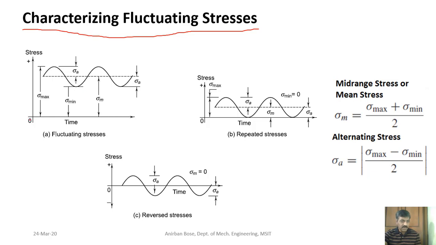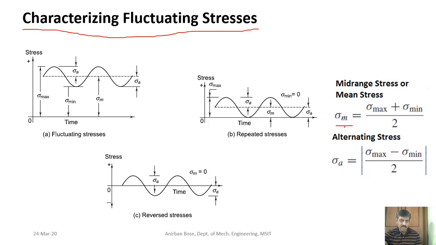Here you can see, if you consider this is the zero, then this is the maximum stress that is occurring, this is the minimum stress that is occurring. Okay, what is the mean? This one is the mean stress or the mid-range stress, and these are basically the amplitude of this cycle, which are called the alternating stress. Okay, so two important parameters.